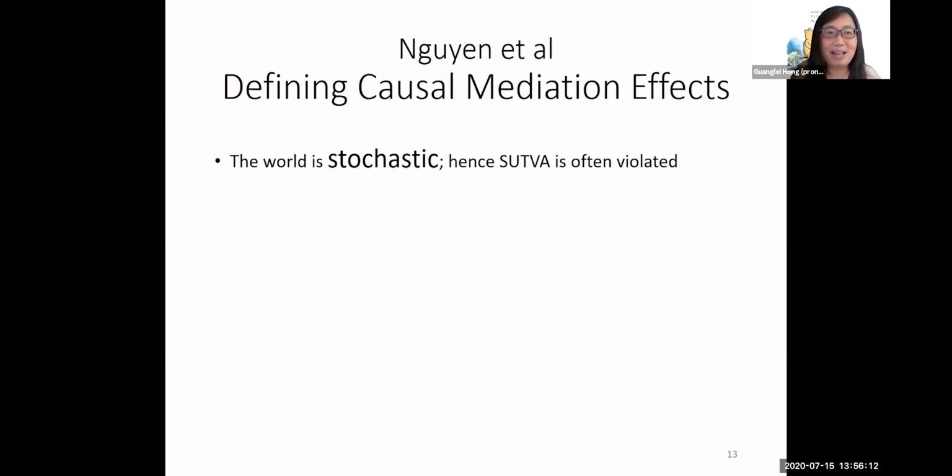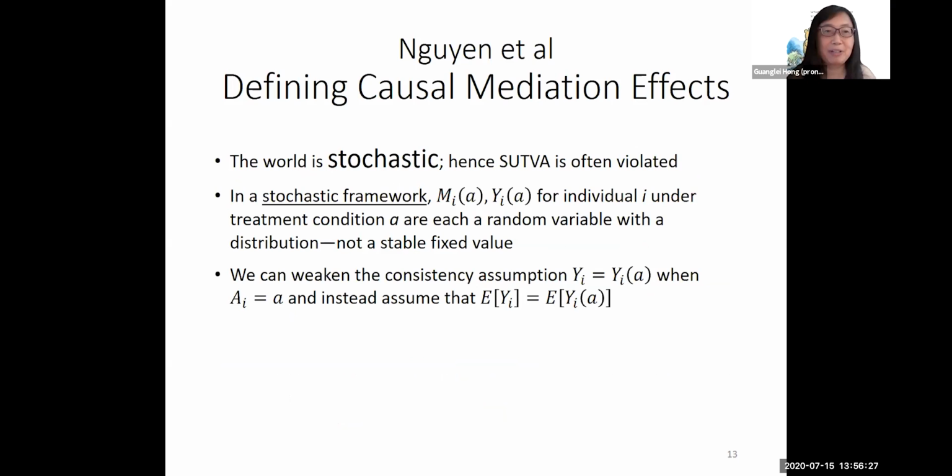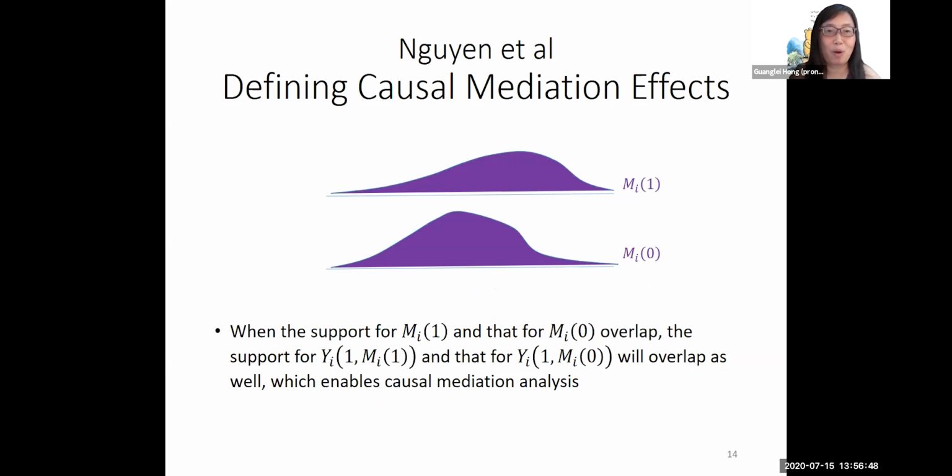So in general, I would argue the world is stochastic and SUTVA is often violated. In a stochastic framework, these potential mediators and potential outcomes for a given individual under a given treatment condition are each a random variable. It should have a distribution, not a stable fixed value. And by the way, if that's the case, we can weaken the consistency assumption. Then we can talk about how treatment changes individuals' potential mediator distribution from one to the other, or changes individuals' potential outcome distribution from one to the other. And these are individual-specific distributions I illustrated here with the graphs.